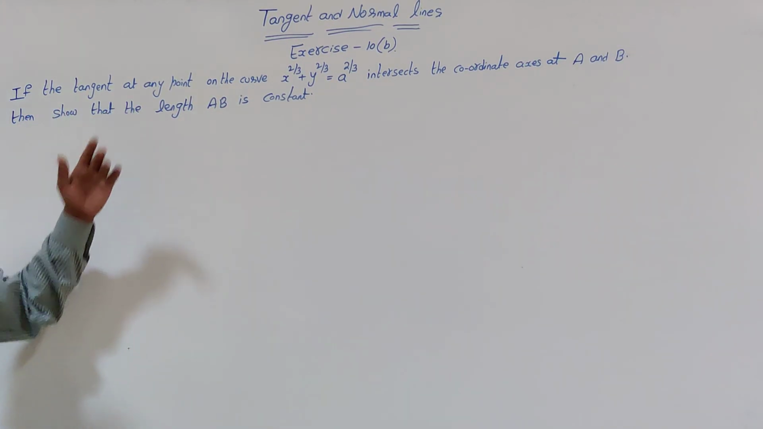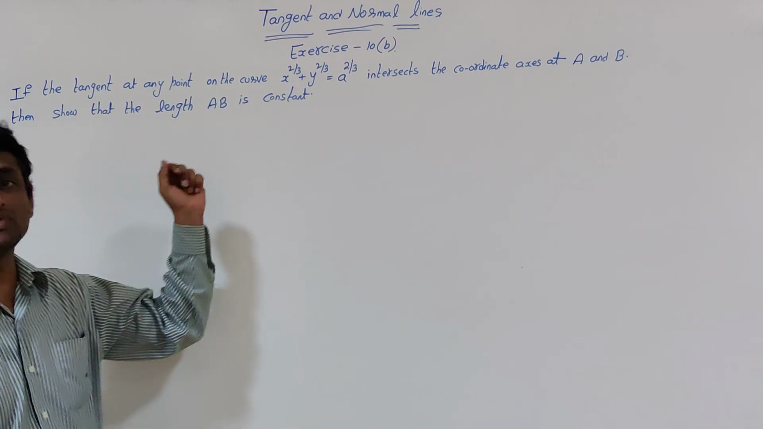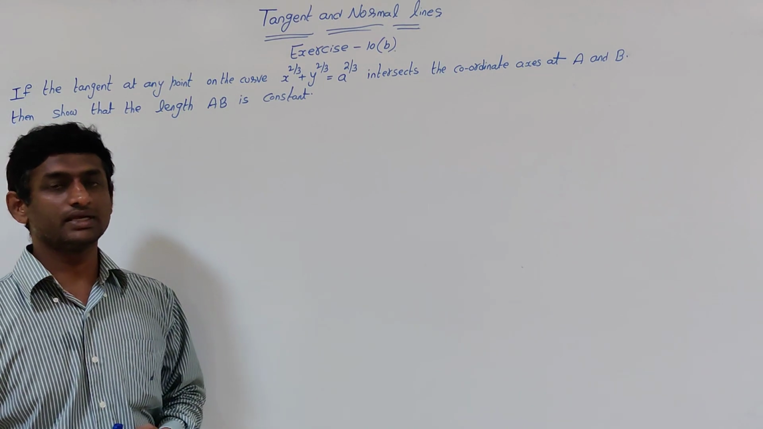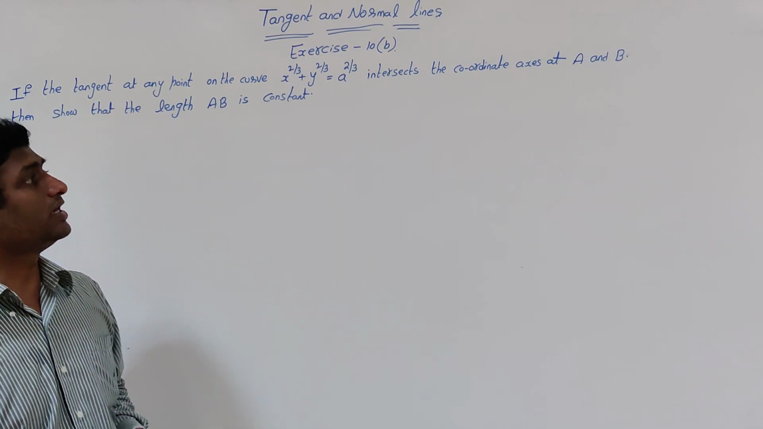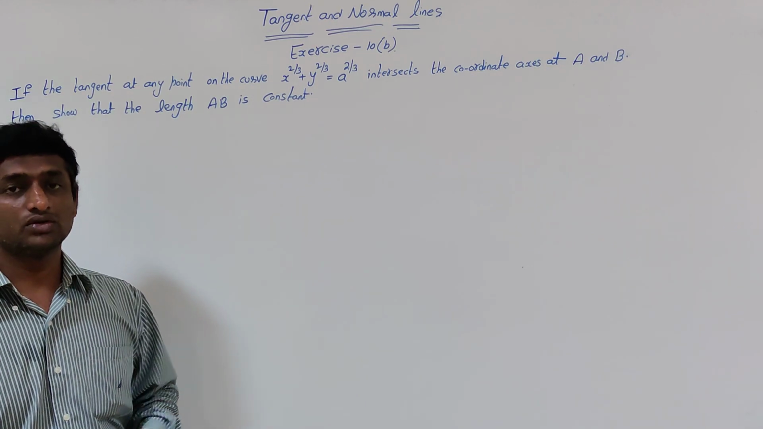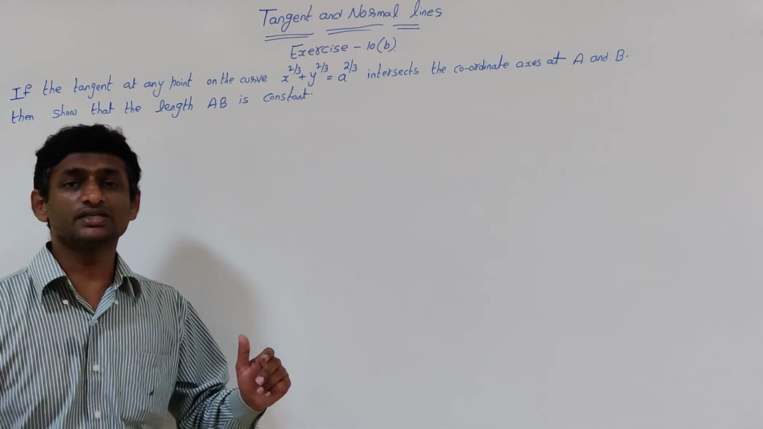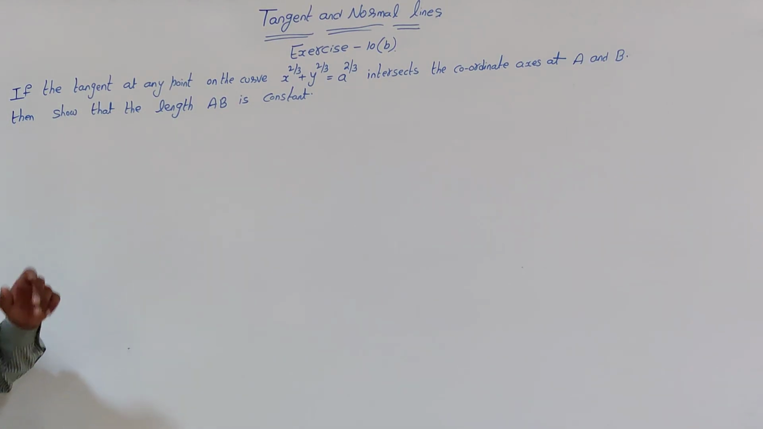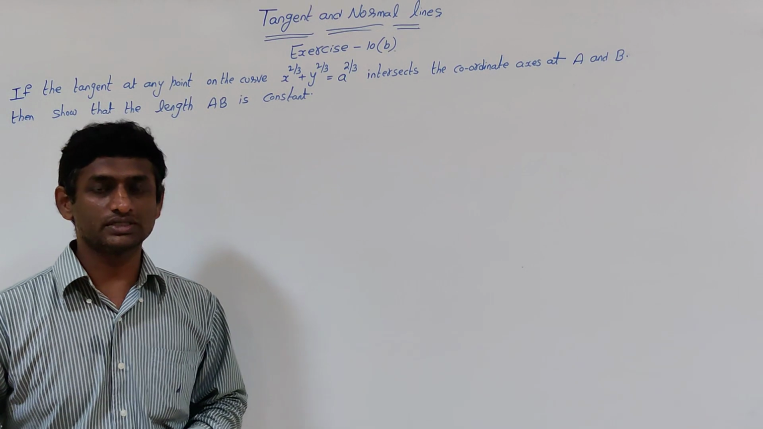If the tangent at any point on the curve x to the power of 2 by 3 plus y to the power of 2 by 3 is equal to a to the power of 2 by 3 intersects the coordinate axis at A and B, coordinate axis means x-axis and y-axis, then show that the length AB is constant.